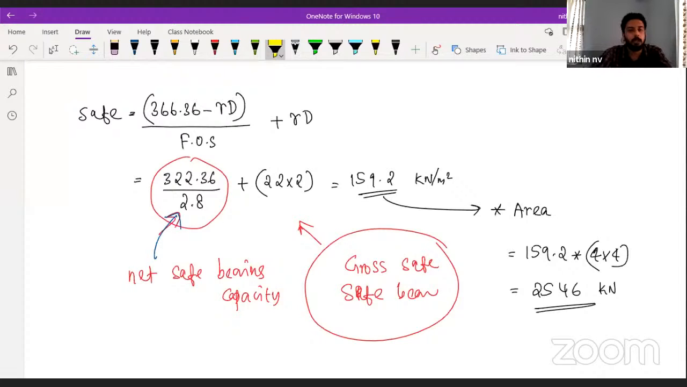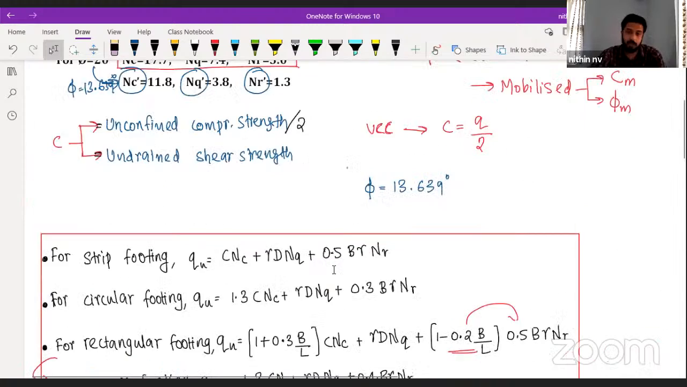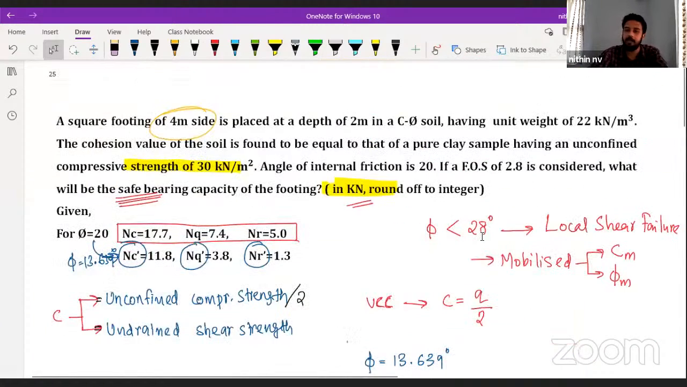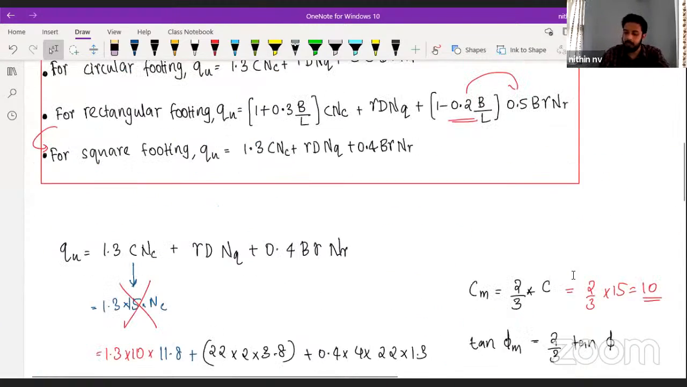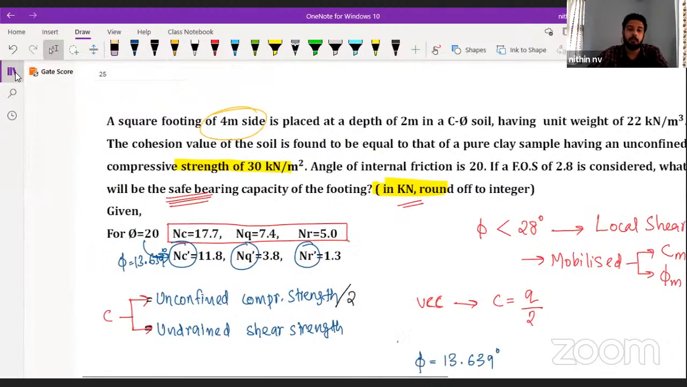Okay, very good. If they are asking net safe bearing capacity, we don't have to add gamma D. If they are asking gross safe bearing capacity, or by default safe bearing capacity, it means gross only, so we have to take that properly. Remember, a very important thing is the mobilized value of cm and phi. They can ask you simply what is the mobilized shear strength parameters, so check that properly.